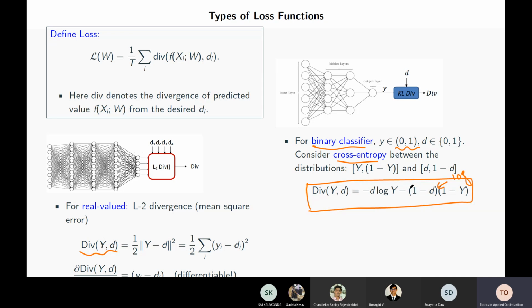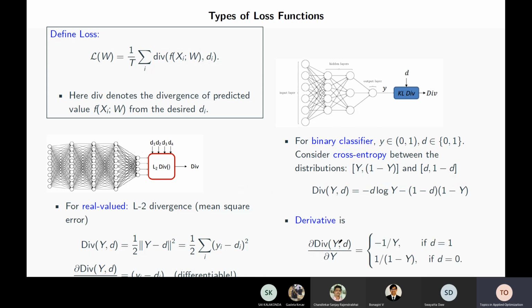So far both are differentiable. From the optimizer's point of view, both are differentiable, which is a good thing. You can go ahead with the gradient descent method and so on. In this case, the explicit derivative can be computed like this.